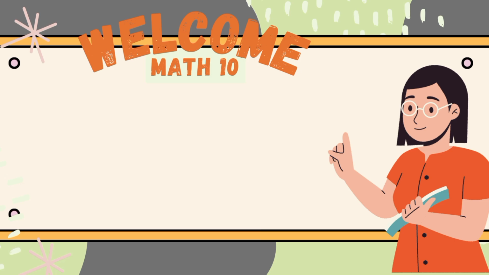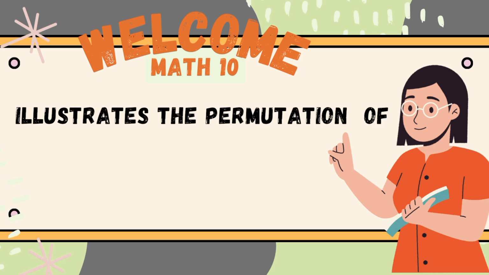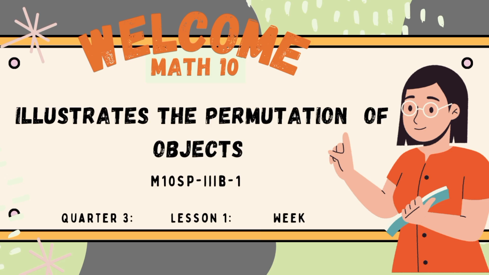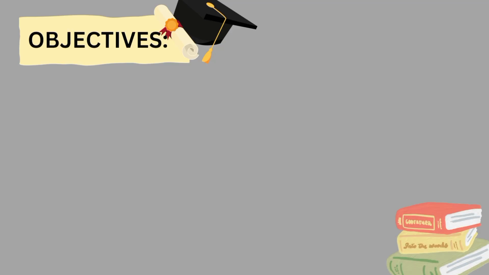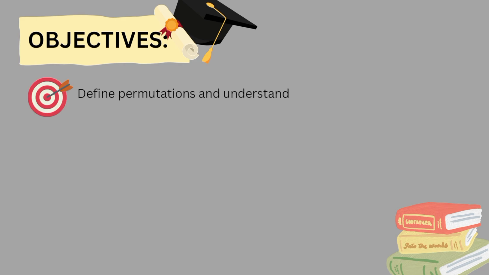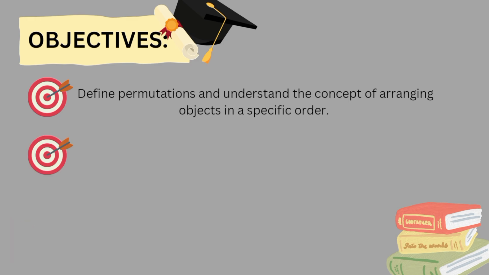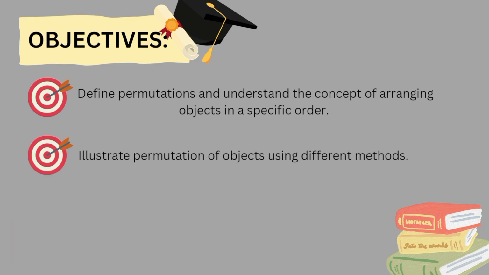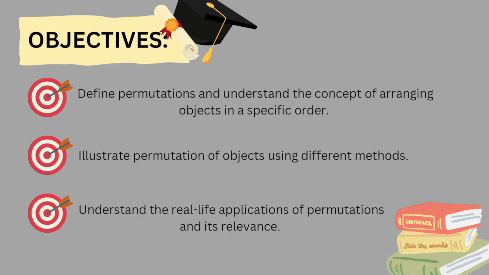In this video, you will learn to illustrate permutation of objects. First, let us set our objectives. At the end of this video, you will be able to define permutations and understand the concept of arranging objects in a specific order. Then, illustrate permutations of objects using different methods. Lastly, understand the real-life applications of permutations and its relevance.